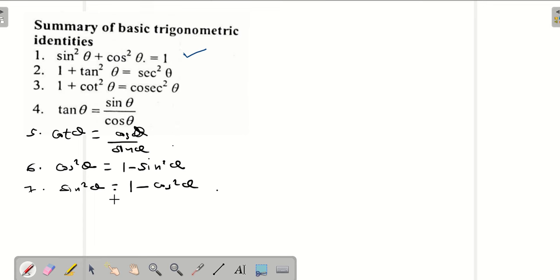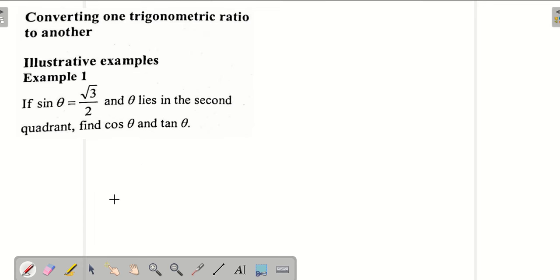Alright, now let us look at this example: converting one trigonometric ratio to another. Let's take example 1. If sine theta is equal to root 3 over 2, and theta lies in the second quadrant, so let's take note, second quadrant, then we are to find cos theta and tan theta.